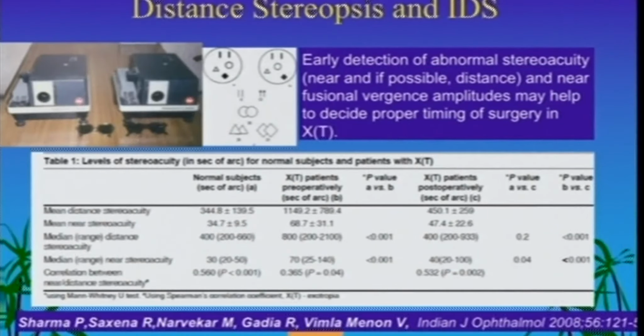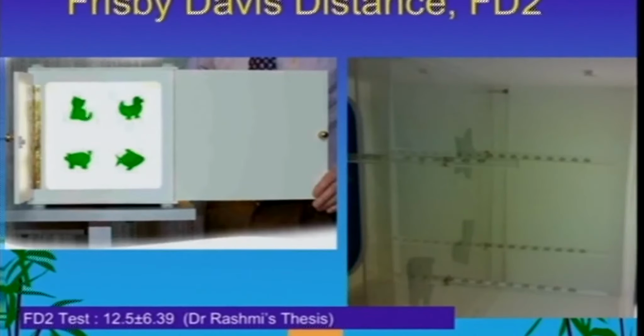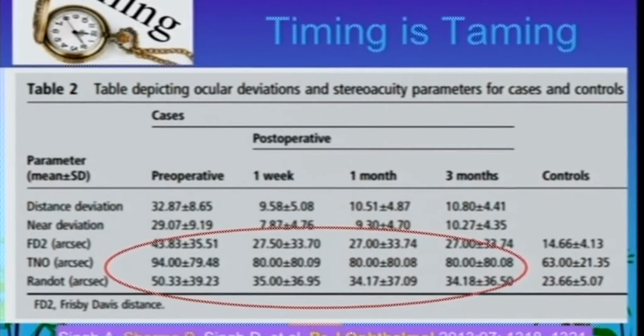Similarly for distance, because as you know, exotropia manifests first and more often for distance, a distance stereoacuity will tell us earlier what is happening to their control. You can do this with the distance Randot, which is not a very good test, but the better test is the Frisby-Davis distance, the FD2 test, which is an objective way of seeing how much stereoacuity there is for distance. We did a study which we published in BJO some time back, in which we showed that the distance stereoacuity gets affected in intermittent exotropia, but can be reversed and improved if we operate in time. So timing is critical. Timing is taming.